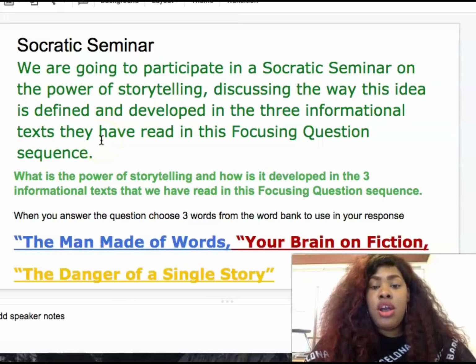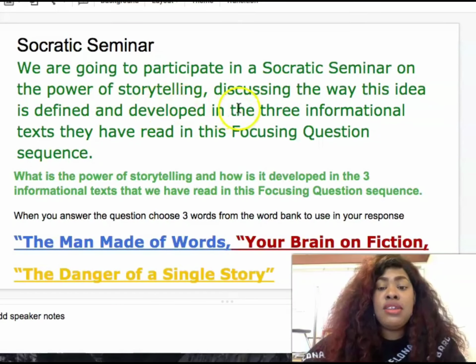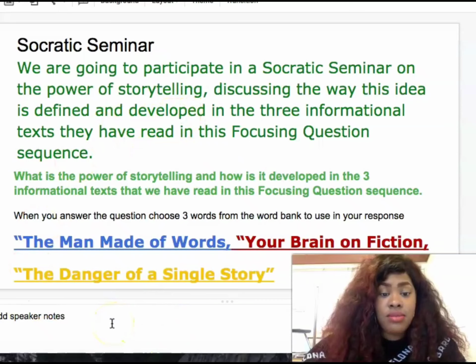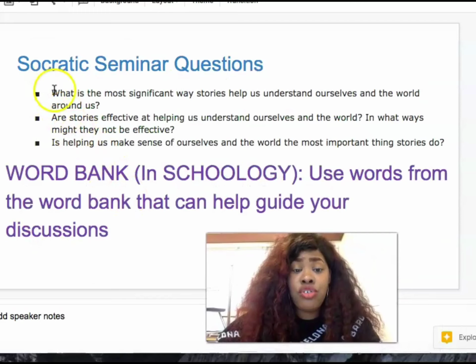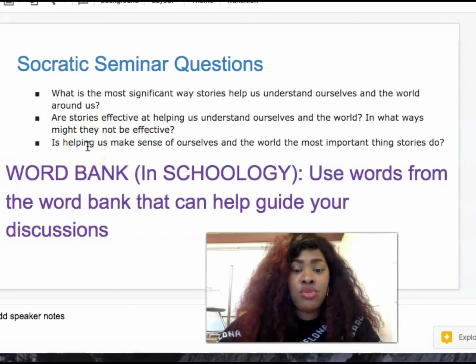The Socratic seminar is going to be a discussion on the power of storytelling, and we're going to be discussing the way this idea is defined and developed in all three of these texts. So I want us to ask, what is the power of storytelling, and how is it developed in all of these texts? The questions you'll be answering for your Socratic seminar are here, and I will also have these inside of Schoology.